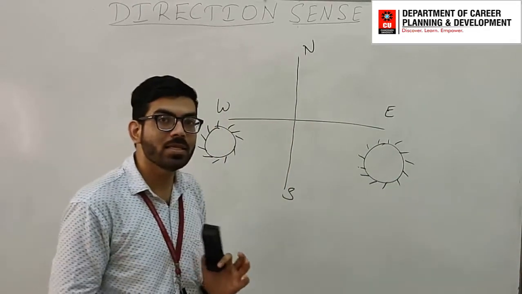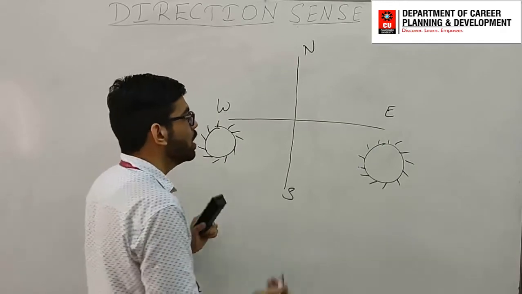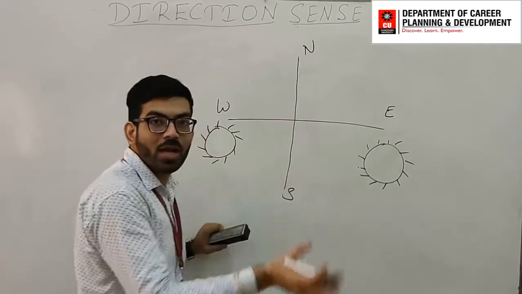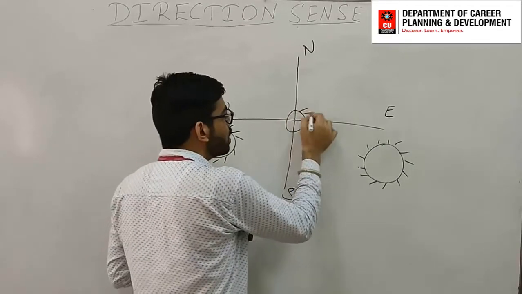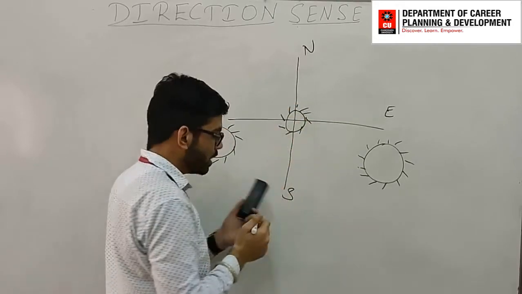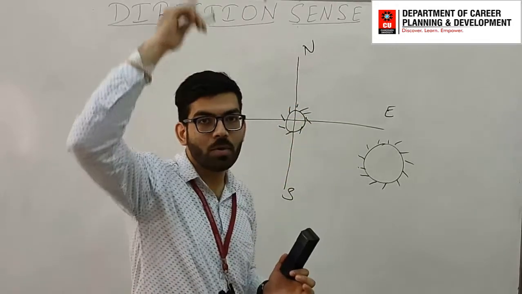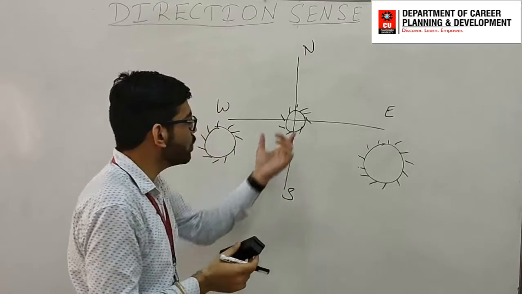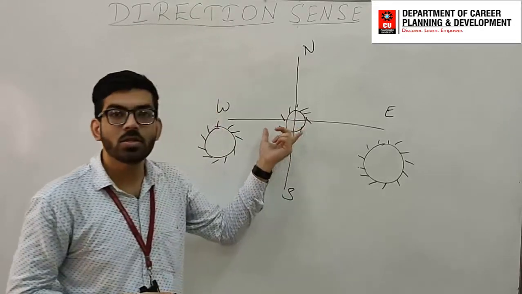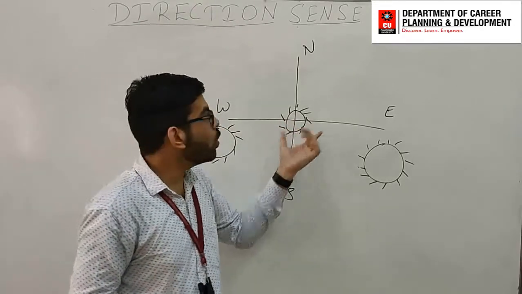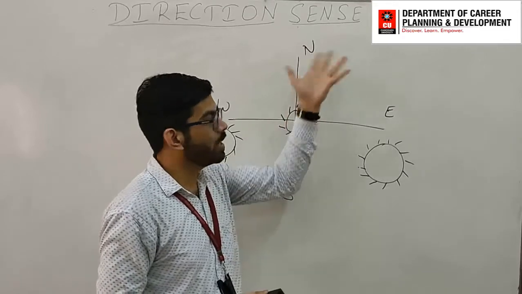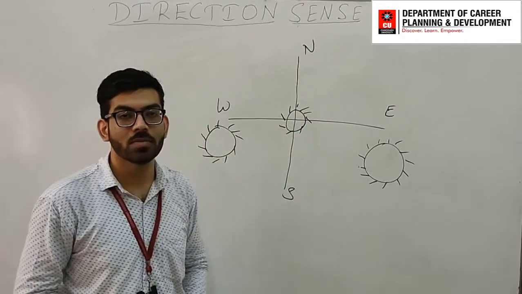And one more case is there in terms of sun, just suppose at 12 noon. At 12 noon, the sun will be above your head, on top of your head. So in the case of 12 noon, there is no shadow. This is all the things we are going to discuss in direction sense. Let's move to the questions.